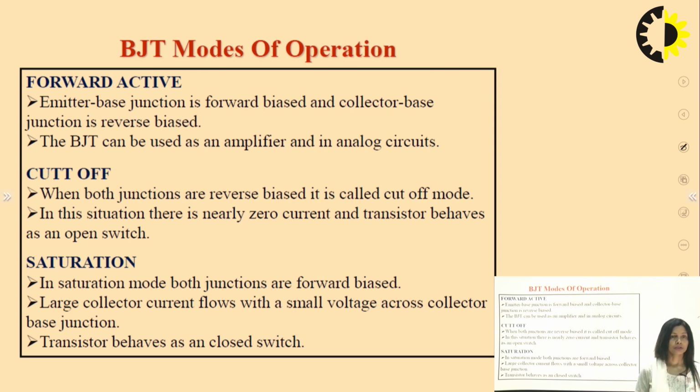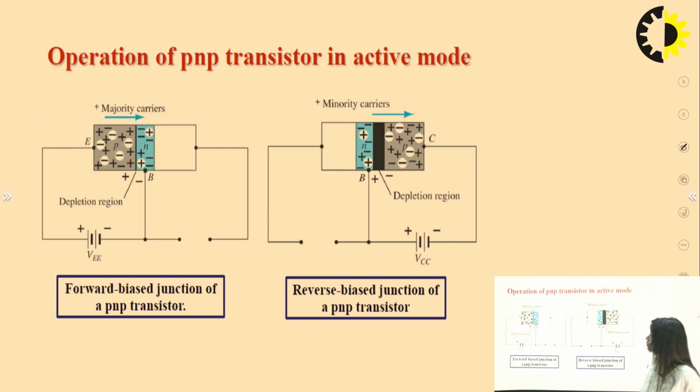an off switch, right? So coming to the operation of the PNP transistor in active mode, here I am going to explain how things are developed for the transistor. So let us say this is P type, this is N type, and again this is P type.